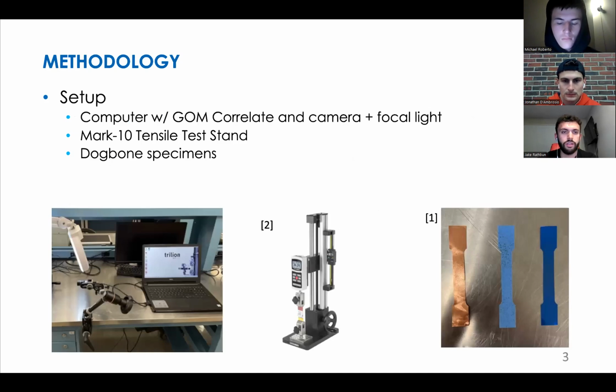The setup for the experiment included a computer with the GOM Correlate software installed, along with a camera and a focal light, which is in the first image to the left. A Mark-10 test stand was also used like in previous labs, which is the second picture. And the 3 dog bone samples or specimens are on the right. They go from copper, polymer, and aluminum.